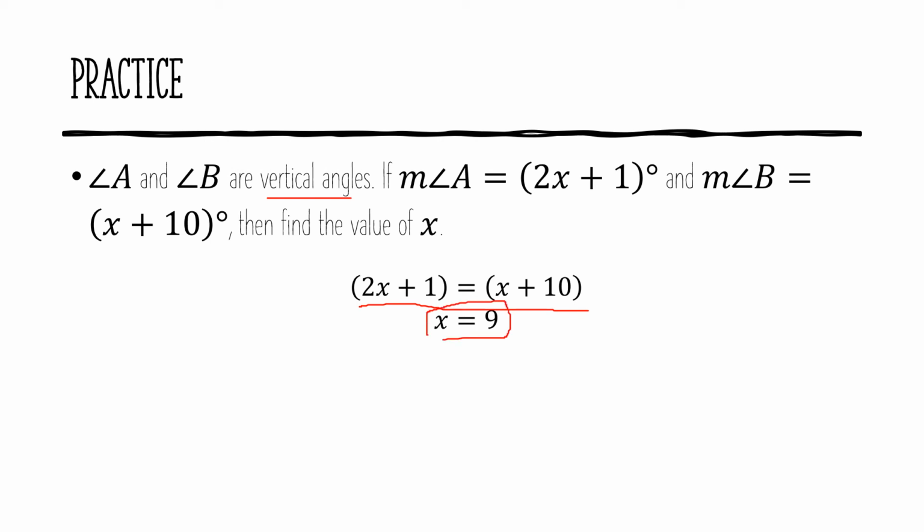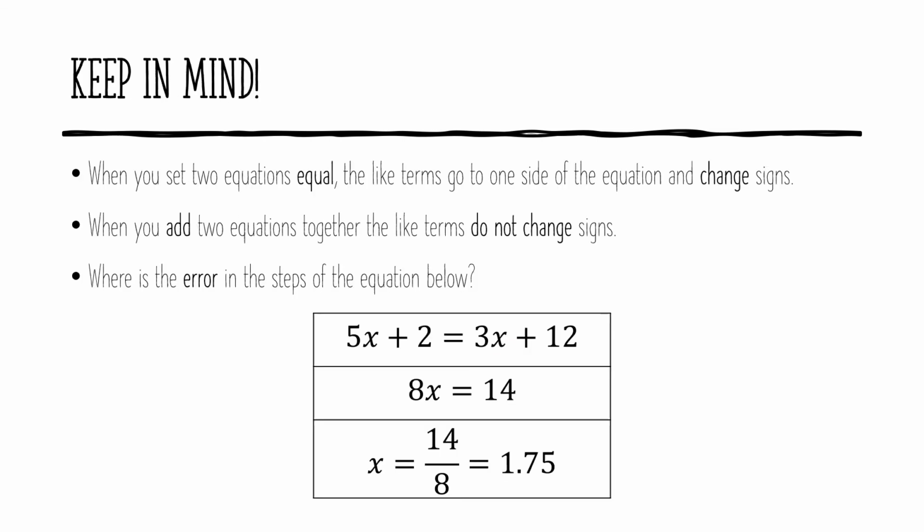Notice the key difference here, two key differences. I'm only looking for x in this case, not the angle. And when I set them equal to each other, the variables actually subtract from each other rather than add like in the previous example. So don't make that mistake. That's a very common mistake. Okay, so keep in mind, when you set two equations equal, the like terms go to one side of the equation and change signs. When you add two equations, they do not change signs.